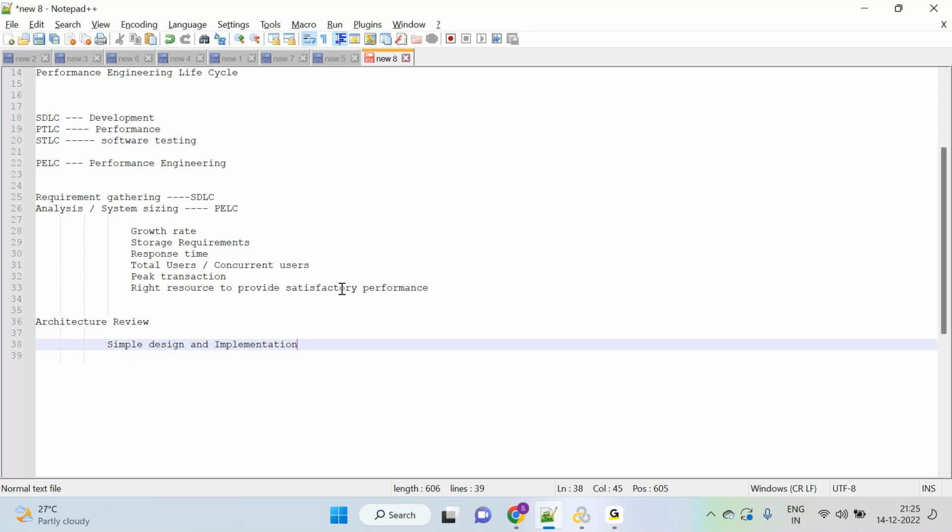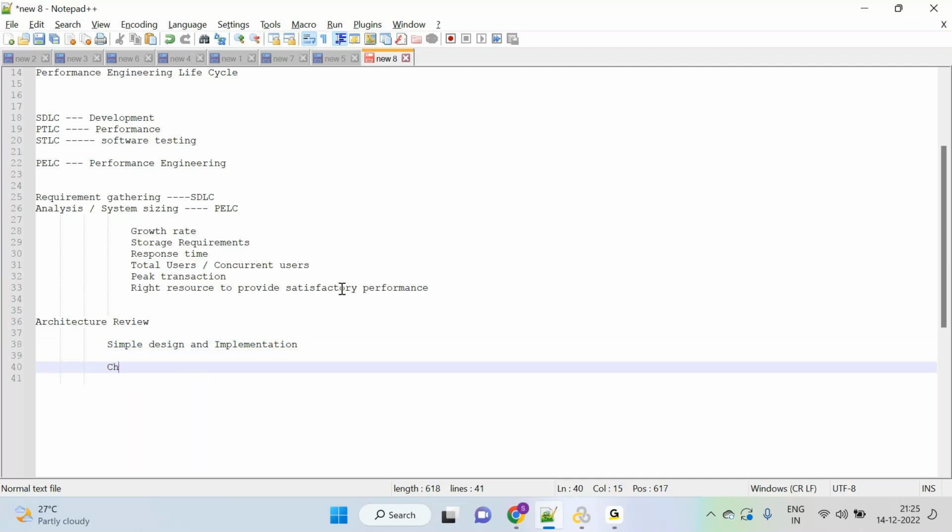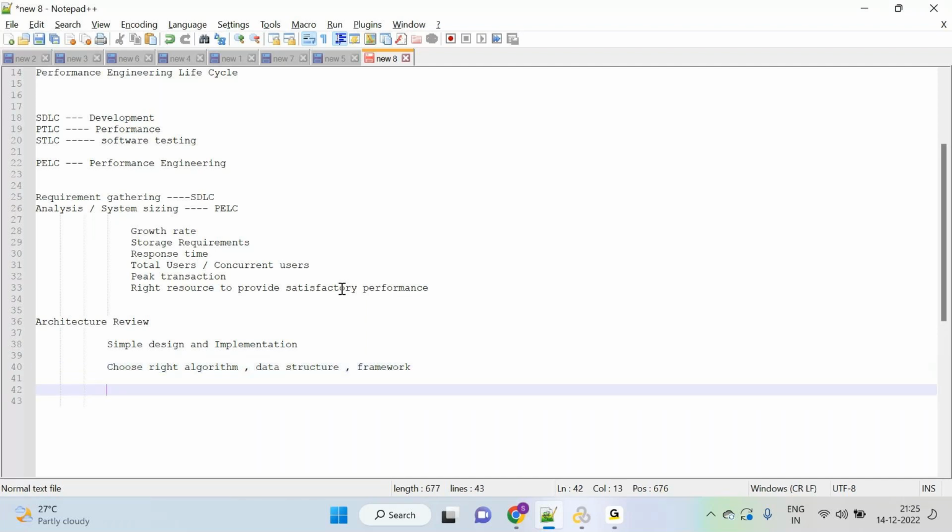Okay, and then you have to choose the right algorithm, or you call that by the technical word data structure, or you call that a framework, anything. Okay, so what you are doing, you are properly following the standards. Whenever you are doing, you are properly following the standards. And then first of all, you should know the limitation of your architecture.